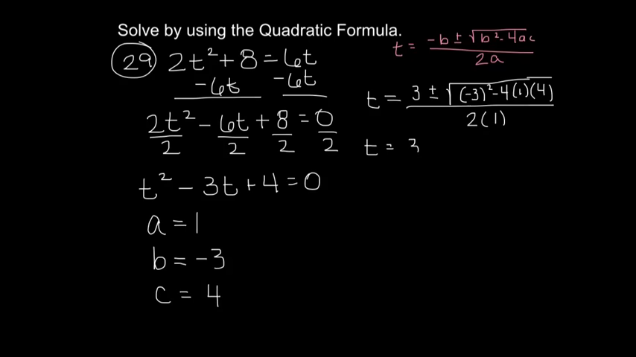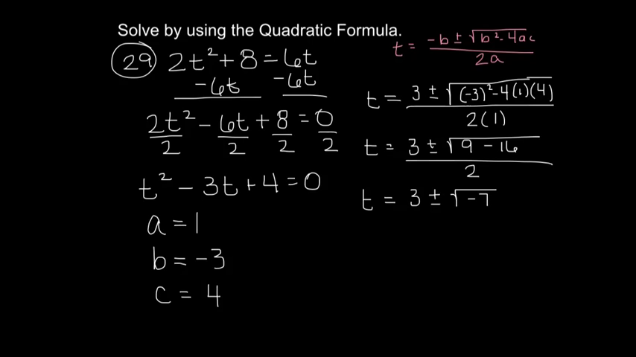Simplify, I have 3 plus or minus. Negative 3 squared is positive 9. Minus 4 times 1 times 4 gives me minus 16. All over 2 times 1 is 2. Continue to simplify under the radical. I have 3 plus or minus the square root. 9 minus 16 is negative 7. And that is all over 2.